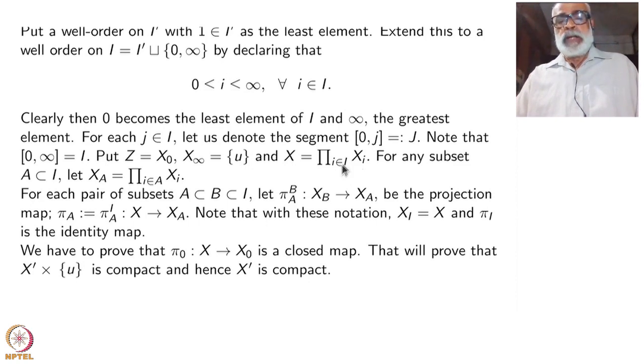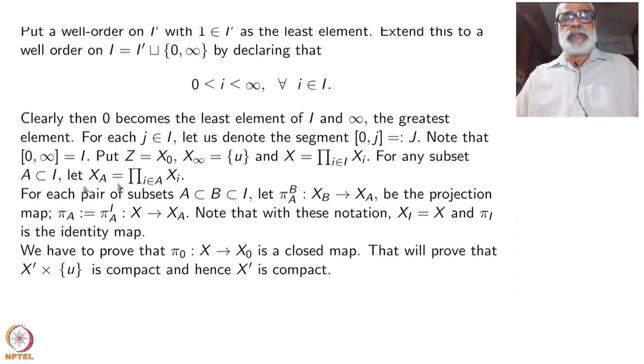Remember, if I only take I prime, then this is X prime, that is what we wanted to prove is compact. Proving one more factor cross with the singleton is compact is the same thing as proving the original thing is compact. So what we are going to prove is now X prime cross X infinity, which is a singleton, that is compact. Okay.